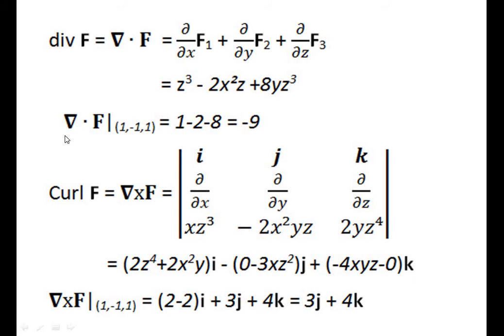Okay, then we get the curl of that function, that is del cross f at (1, minus 1, 1), equal to 3j plus 4k, which is a vector, and the divergence of that function f at the point (1, minus 1, 1) equal to minus 9, which is a scalar quantity.